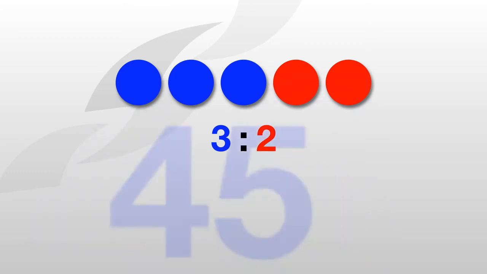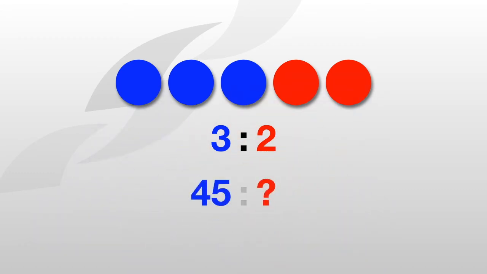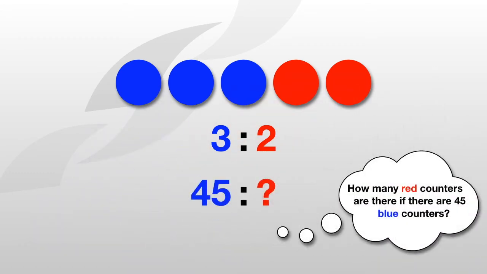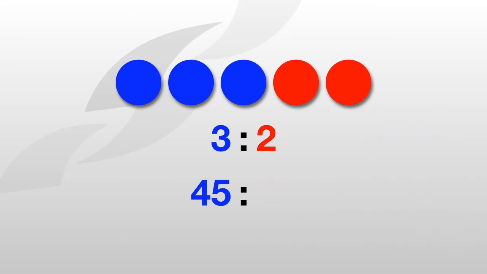Let's stick with the same ratio. For every 3 blue counters, there are 2 red counters. How many red counters would there be if there were 45 blue counters? Use your intuition. We'll use a variable, n, to represent the unknown number of red counters.